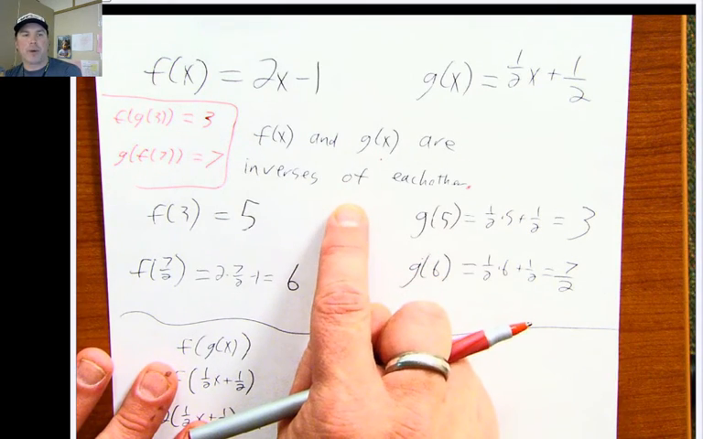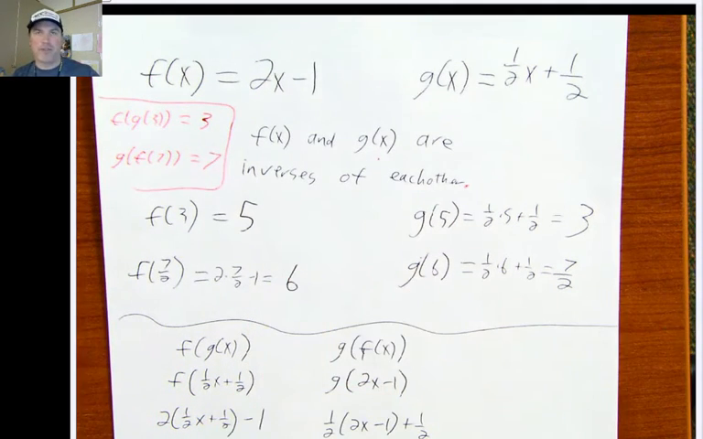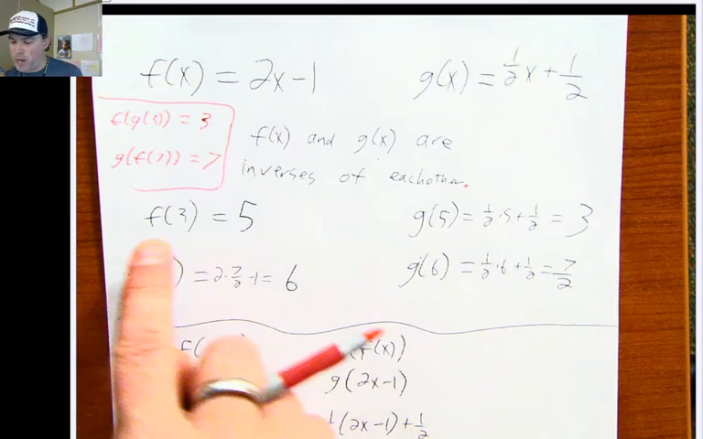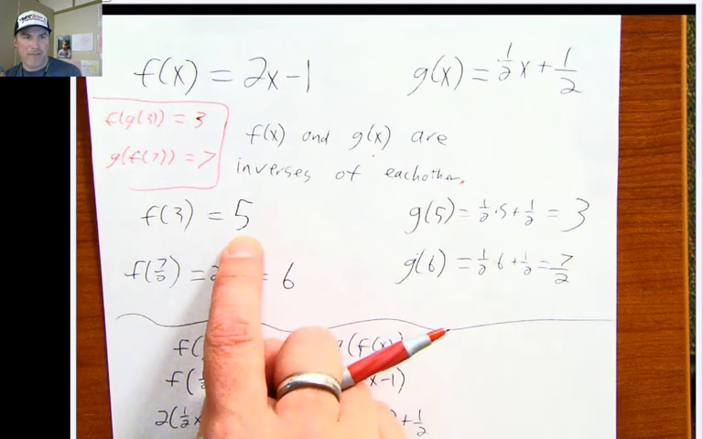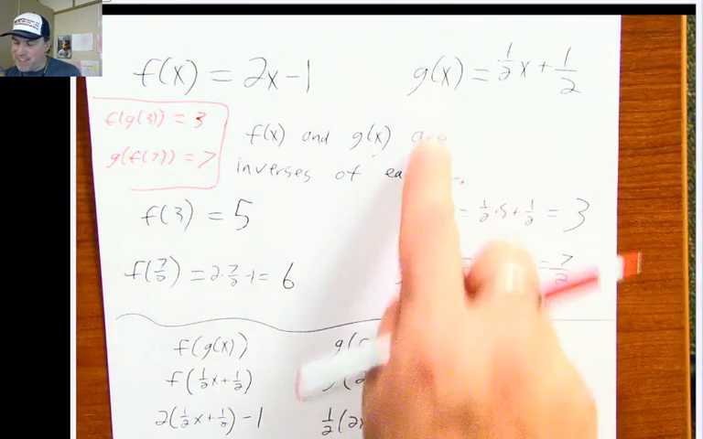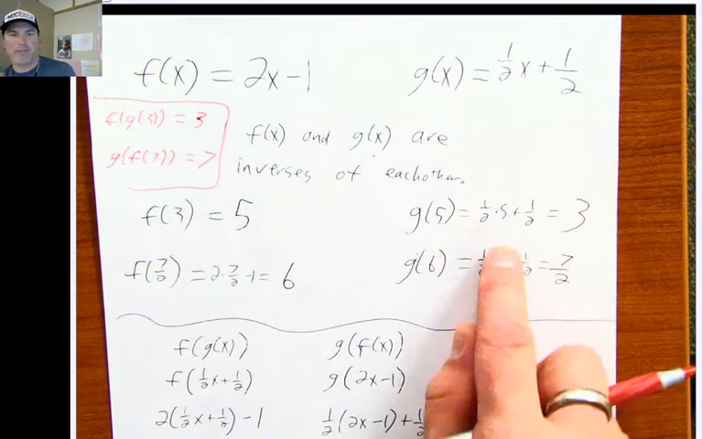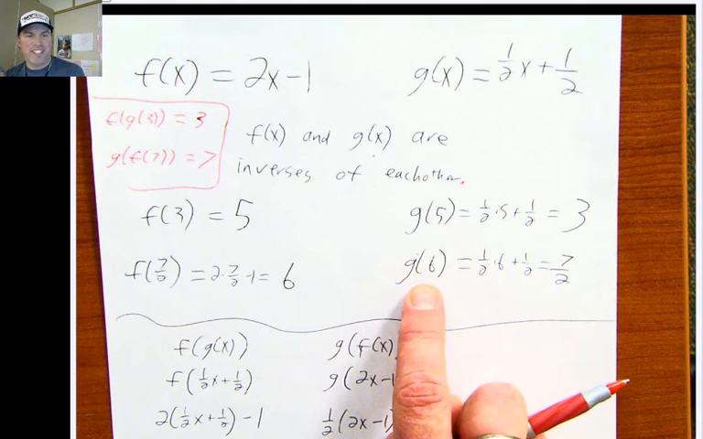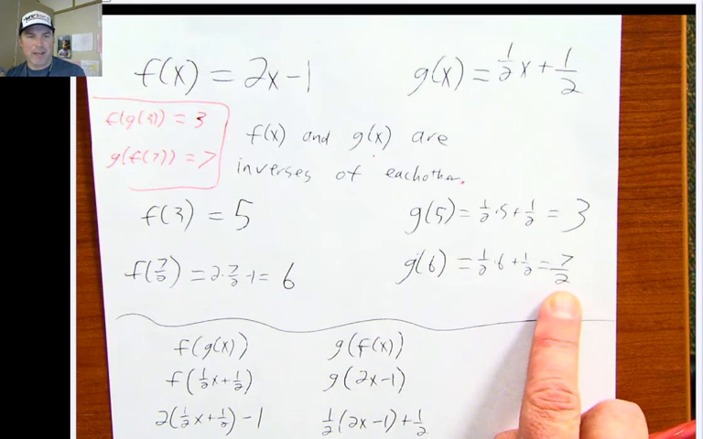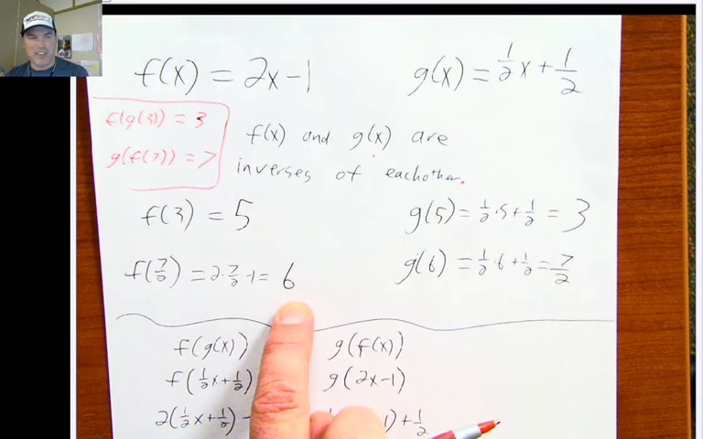Inverses is our topic that we're going to talk about at the end of the unit. But one thing to remember with inverses is that all the x and the y coordinates are always going to be switched around. So for example, if f of 3 is equal to 5, that means that g of 5 must be equal to 3. And if you plug in 5, it is. It also works backwards. If g of 6 is equal to 7 halves, that means that f of 7 halves must be equal to 6.